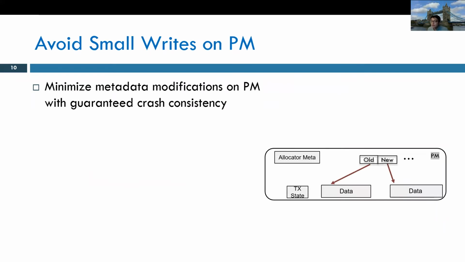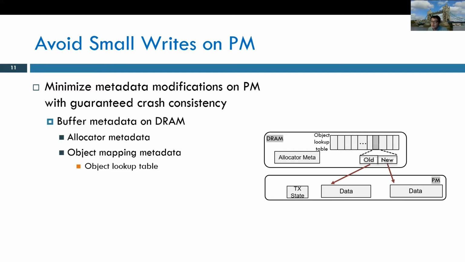To achieve the second goal, avoid small writes on persistent memory, ArchTM minimizes the metadata modifications on persistent memory, but still provides crash consistency. On one hand, ArchTM keeps metadata, including memory allocation metadata and persistent object mapping metadata, on DRAM to avoid frequent data modifications on persistent memory. And ArchTM also uses an object lookup table on DRAM to quickly locate the latest copy of a persistent object.